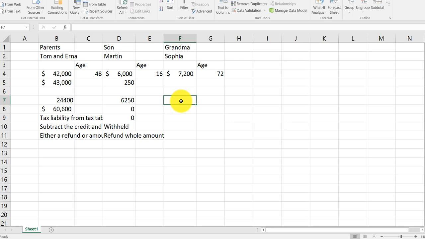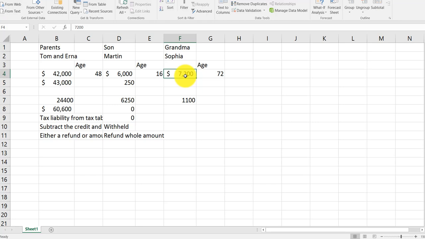Now, can she be a dependent? Well, she can be, even though she made more than the amount that is allowed for it to be a dependent, because she's a relative, and all of this income is from Social Security, so it's not reportable income, it's not taxable, and therefore would not count towards determining whether or not she made too much income.